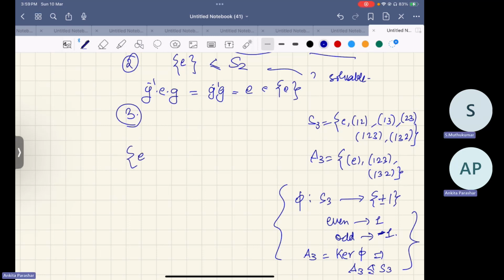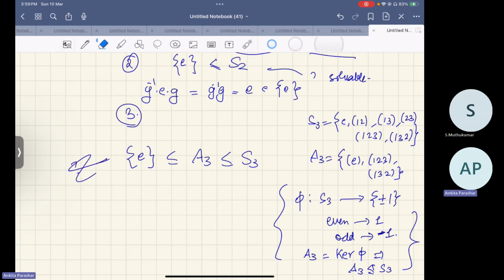So the only possible chain we have is this. In fact, these are the only three normal subgroups of S3. That's also true. So either way you can say, this is the only possible chain of normal subgroups in S3. Now there is one more criterion you have to check in order to say it is solvable, right?